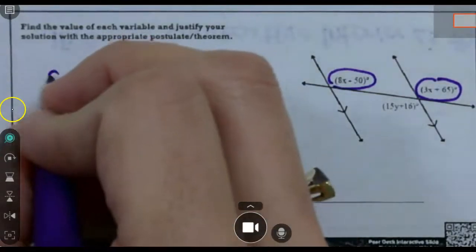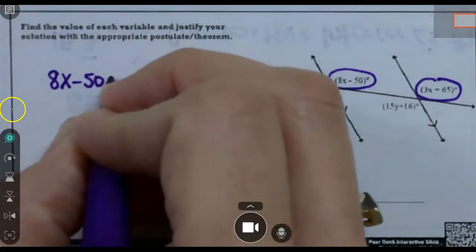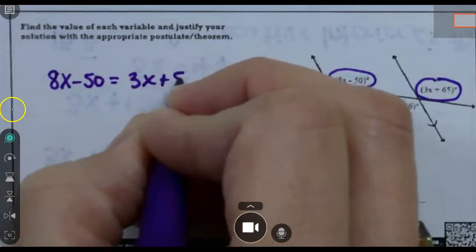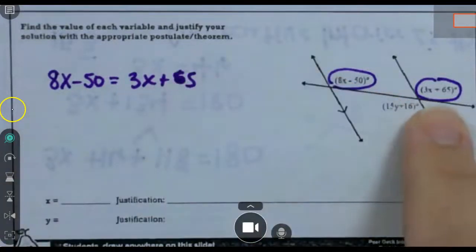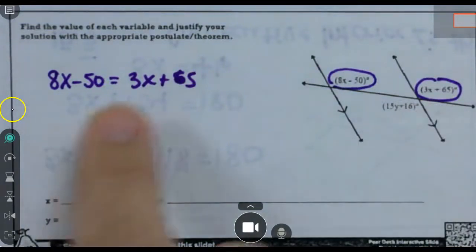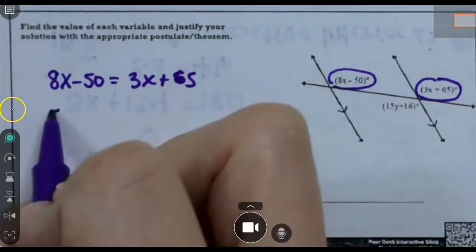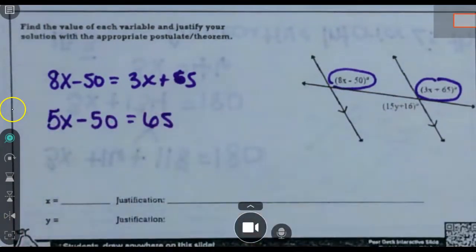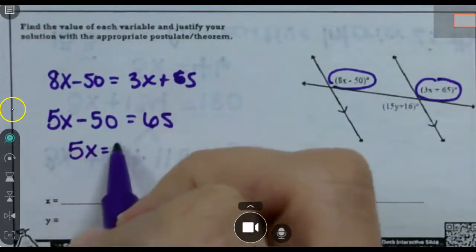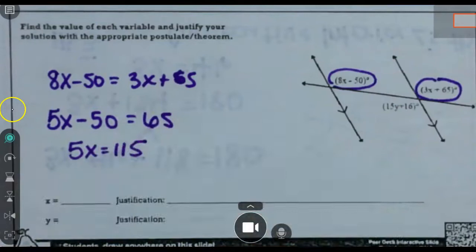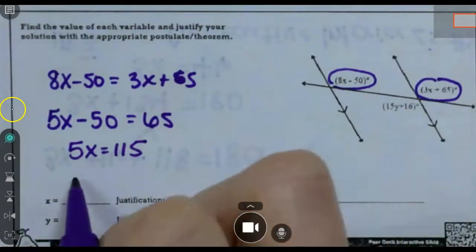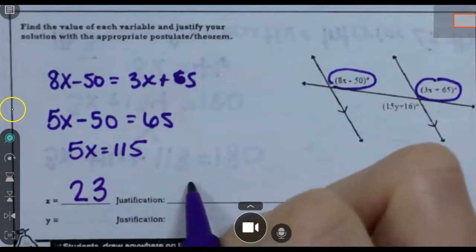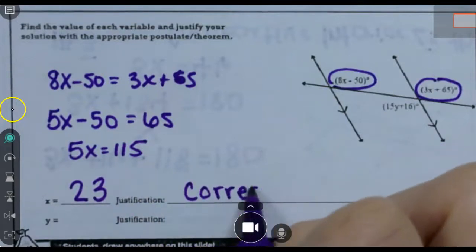So we're going to take 8x minus 50 and set it equal to 3x plus 65. Okay, we'll subtract the 3x from both sides, which will give me 5x. We'll add 50. So 5x equals 115, and we'll divide, which is 23. Now those were corresponding. That part isn't the problem.